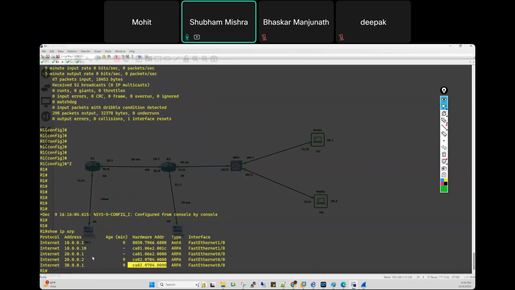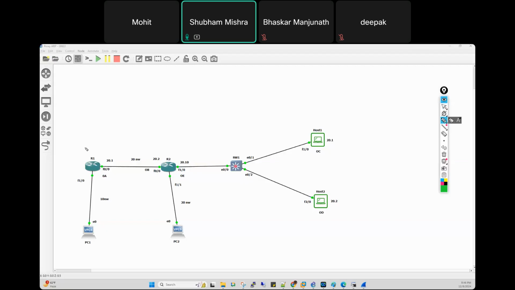What is the MAC address for 20.2? Same MAC address, yes or no? Tell me, guys. It means this router number 1 maintains the ARP table, and in this ARP table this router maintains the entry of 30.1 and 20.2, for both IP addresses, the same MAC address.